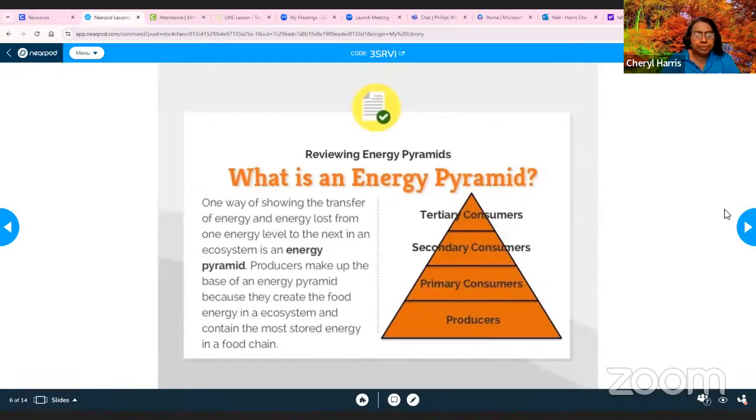Okay. All right. So reviewing this one as well. This is one way to show the transfer of energy. And that's the other concept that you have to put in your head, that the pyramid and the arrows show the transfer of energy from one organism to the next. So that is the whole point, is energy transfer. Okay. And producers make up the base. So when we're drawing a pyramid, they make up the base. But if you're doing a food chain, they are always the first organism in your food chain.